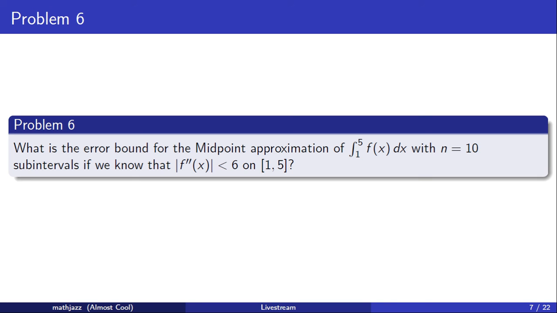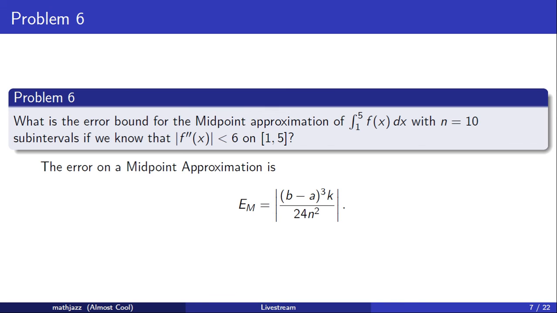Well, we'd have to know the error bound for the midpoint approximation, which we do. It's going to be the absolute value of the cube of the length of the interval of integration times a bound on the absolute value of the second derivative divided by 24 times the square of the number of subintervals.